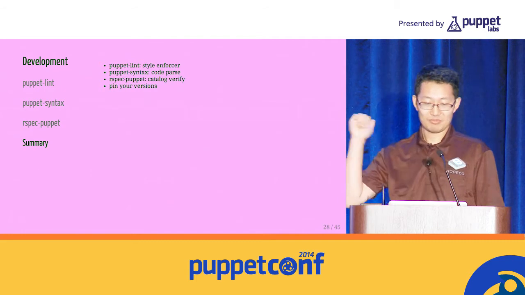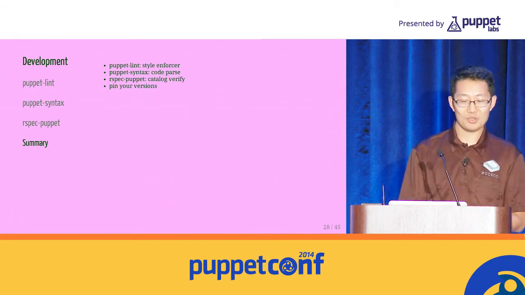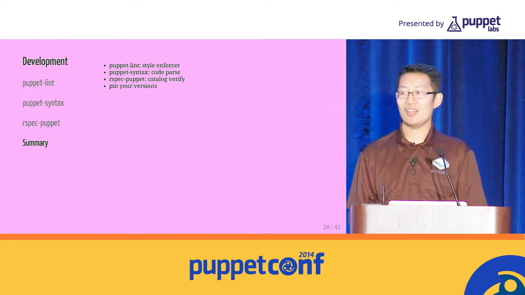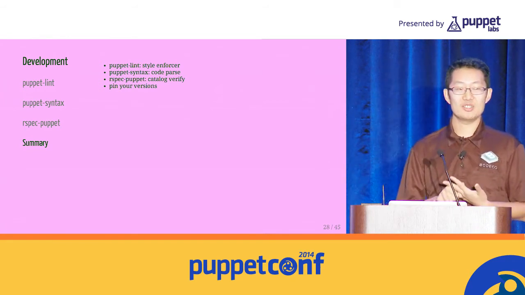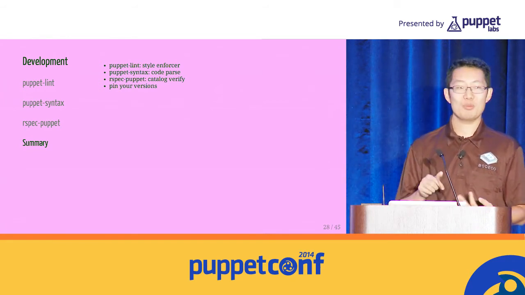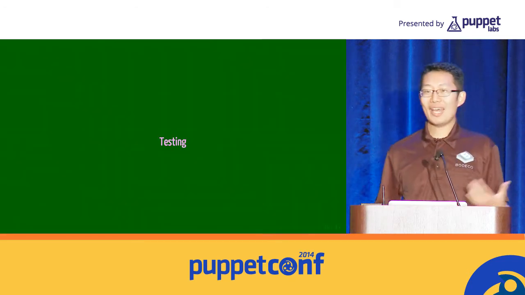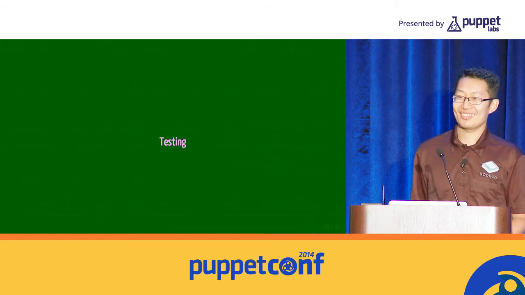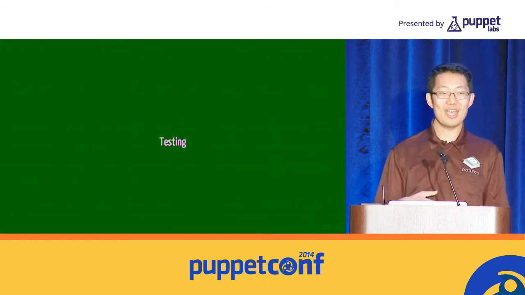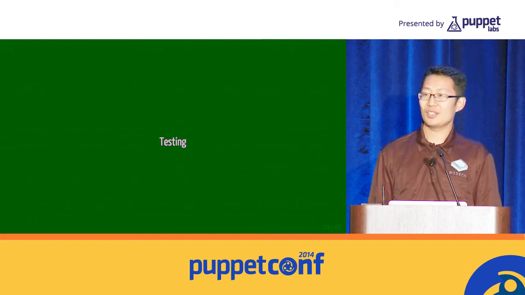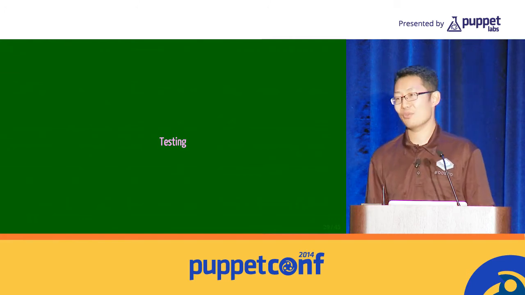So quick refresher: Puppet lint, style enforcer; Puppet syntax, code parsing; rspec-puppet, compile the catalog and verify a catalog; and then do some customization, pin your versions, pin your dependencies. So all that was a lot of work to verify your system and iterate on that, make sure that everything works. So at this point, nothing has actually run on a system.